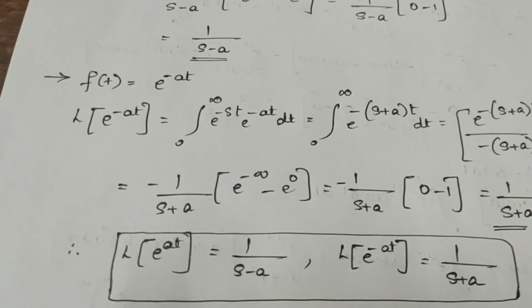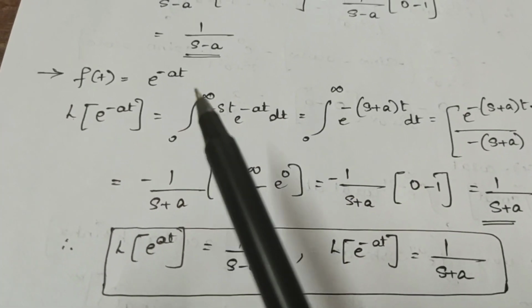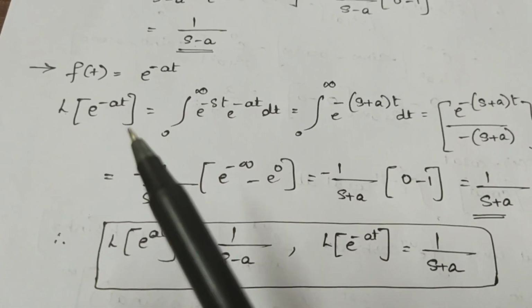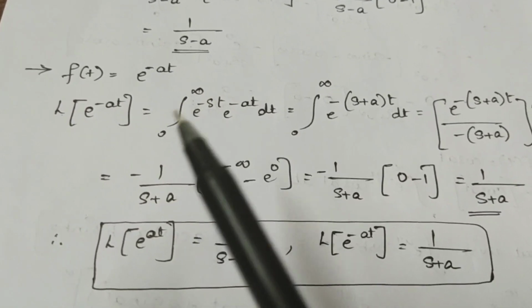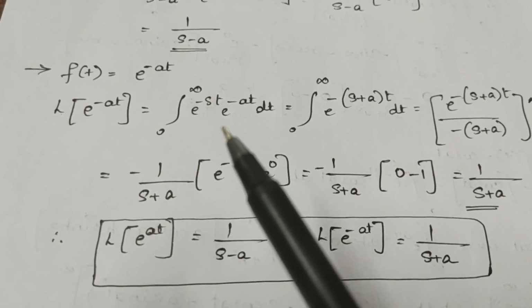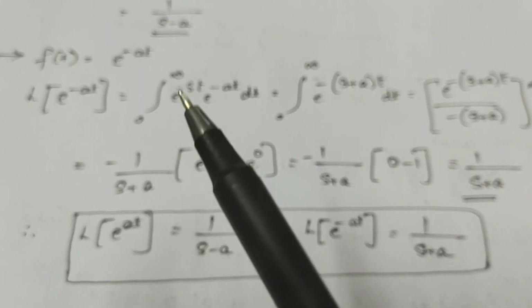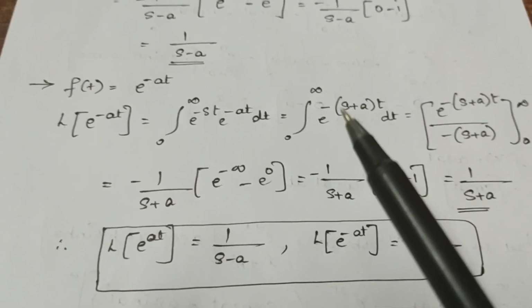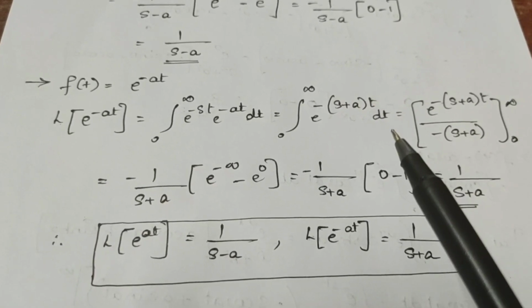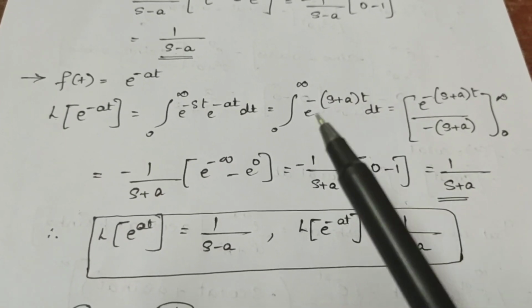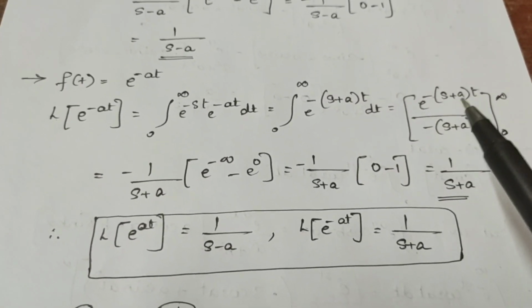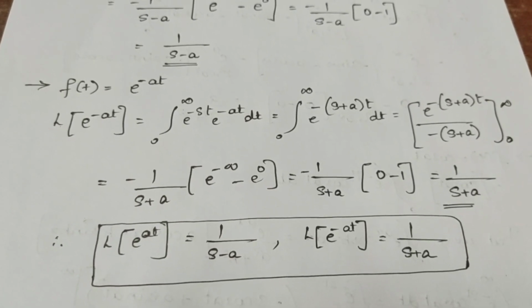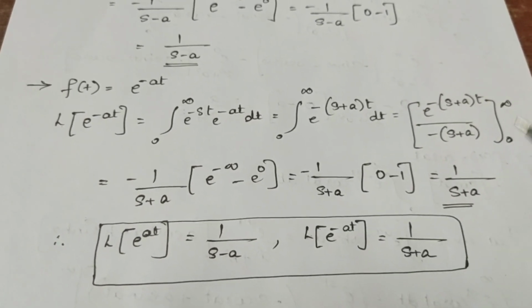Similarly, we can find out the Laplace transform of e raised to minus at. Laplace of e raised to minus at equal to integral 0 to infinity e raised to minus st e raised to minus at dt. We can combine these two terms, which is equal to integral 0 to infinity e raised to minus s plus a t dt, which is equal to, we'll take the integral e raised to minus s plus a t by minus s plus a, and the limits are from 0 to infinity.